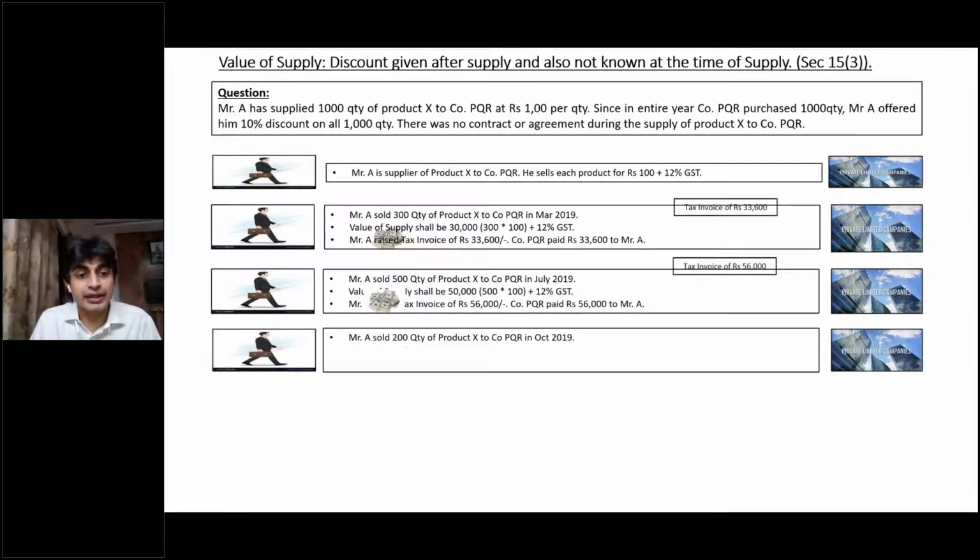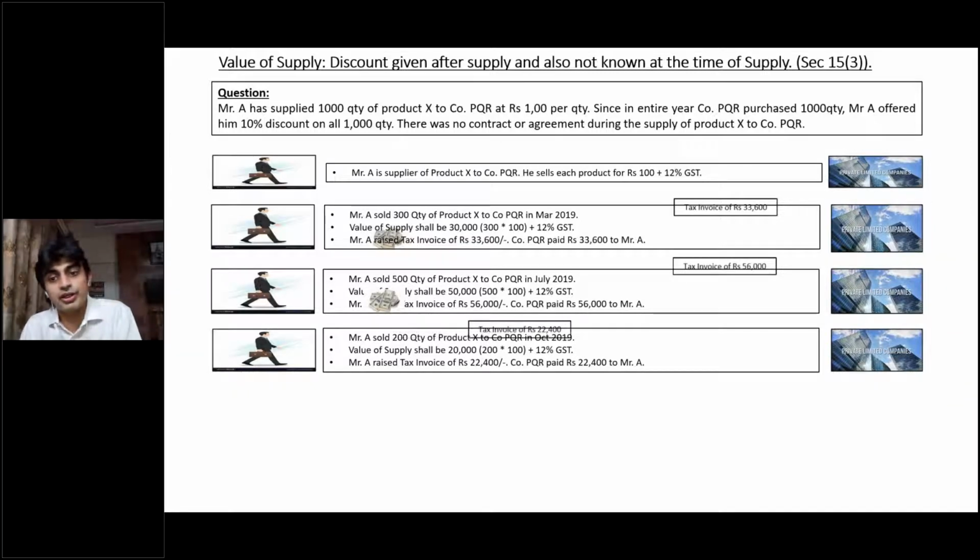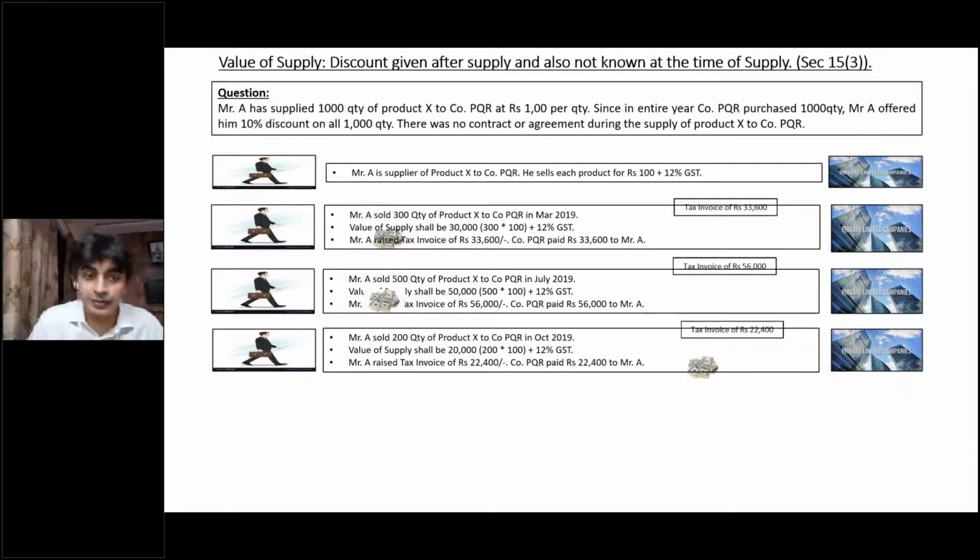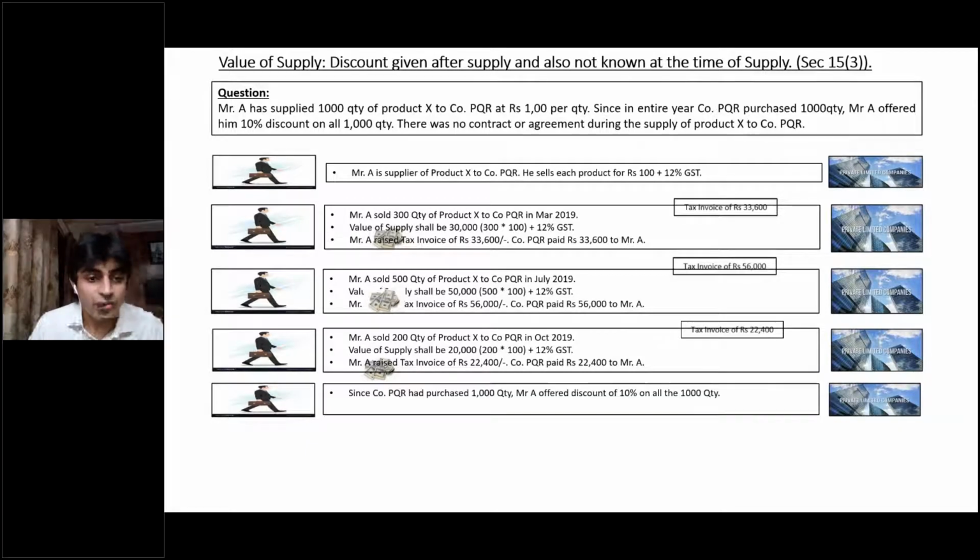Again, in October 19, he sold 200 quantity. So value of supply shall be what? 20,000 plus 12% GST. So 22,400 का tax invoice plus payment भी 22,400. Now, in previous example, there was a contract, there was agreement. But in this example, there was no contract, no agreement, कुछ बात ही नहीं हुआ था regarding discount. So in this case, our discount is not eligible. See this. What the supplier is feeling that yeah, PQR has bought 1,000 quantity.